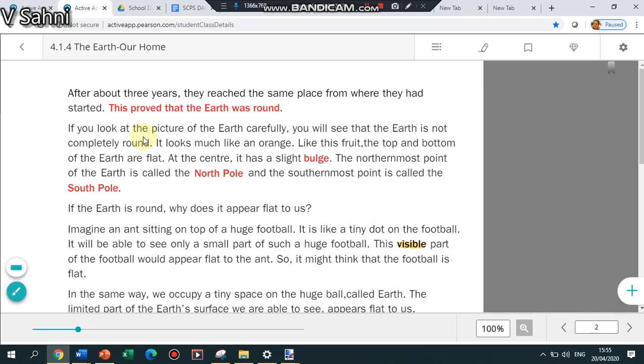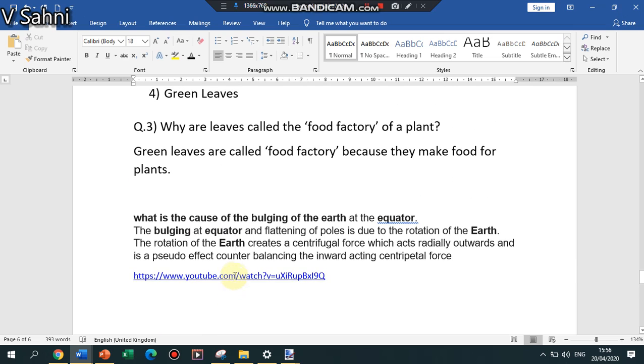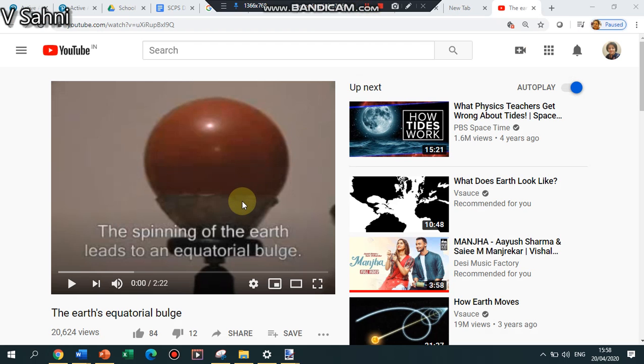See, if you know a circle, what is a circle? You start at one point and you end at the same point. So this proved that the earth was round. But you see, the earth is not completely round. I'll just show you a quick video here. Okay, see this. Because of Ferdinand Magellan and his crew, we realized that the earth is round.